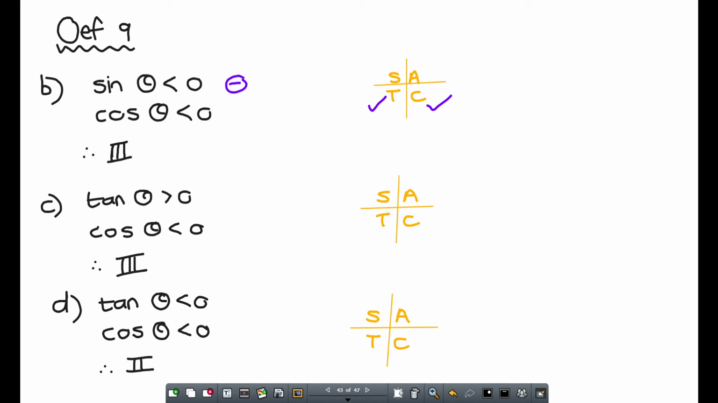But they're giving me a second restriction. Daar's 'n tweede ding. Cos theta moet ook wees kleiner as 0. Met ander woorde, cos is ook negatief. En waar is cos negatief? That will be in the second and the third. Stem julle saam? So which of those quadrants apply to both? Kan jy sien dis hier by die derde kwadrant?